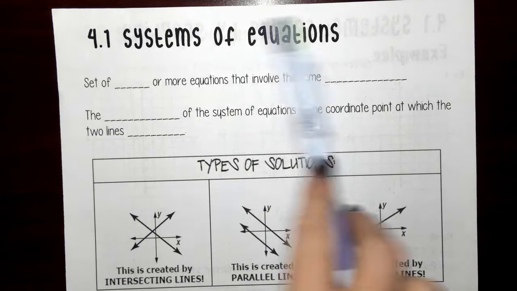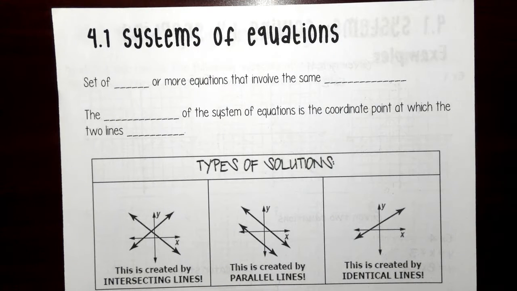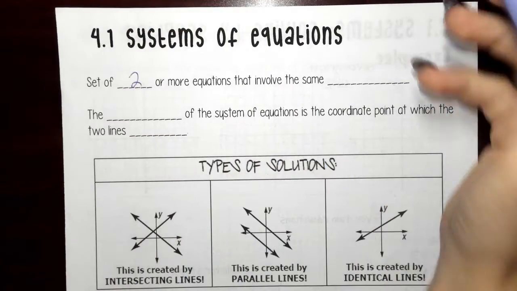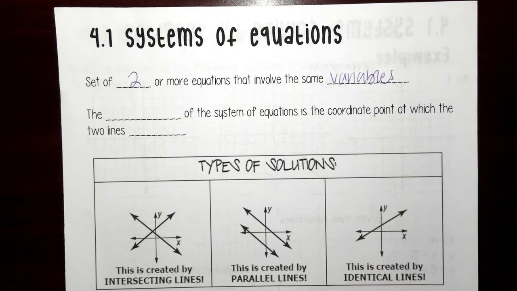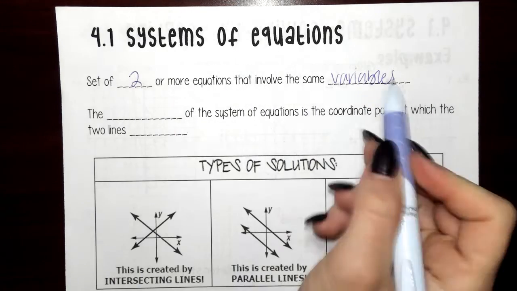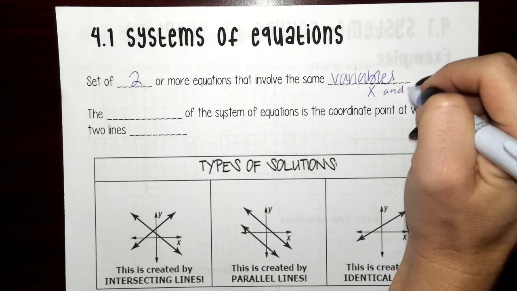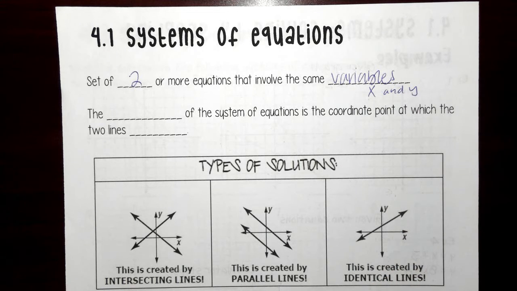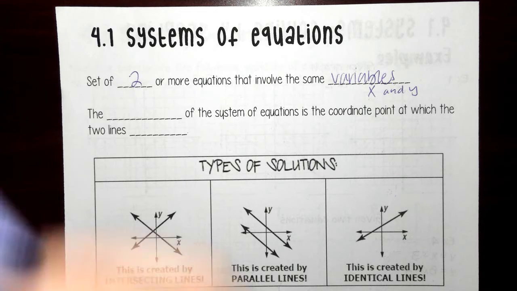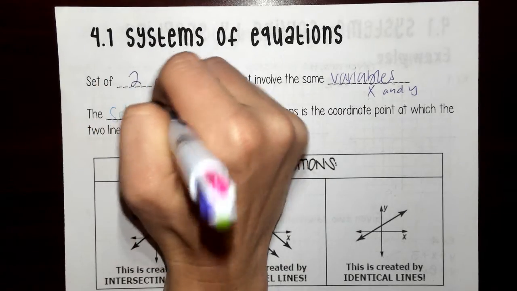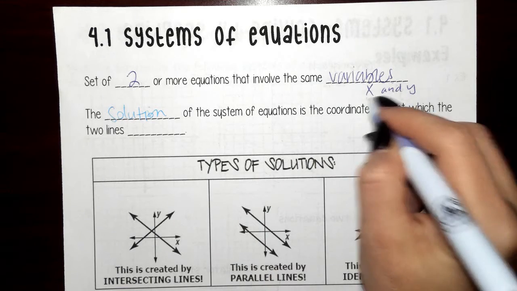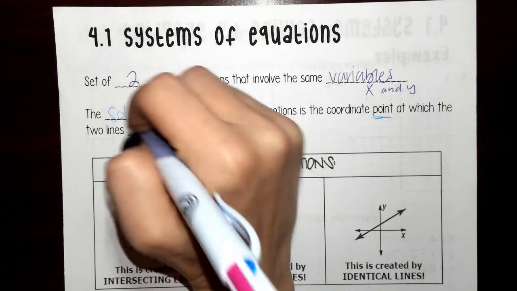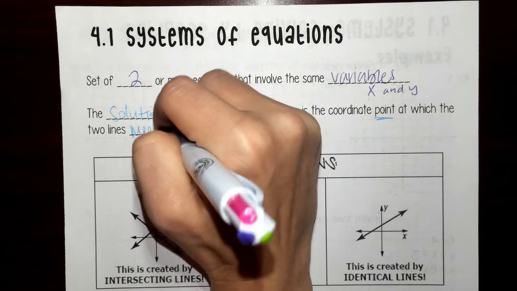Let's look at our systems of equations. So our systems of equations are a set of two or more equations that involve the same variables. So we're going to be looking at two equations with an x and a y, and we're going to be able to figure out what numbers those x and y's are. So that's what the solution is. The solution of the system of equations is the coordinate point. It's a point, it's an x and a y value, at which the two lines meet or intersect.